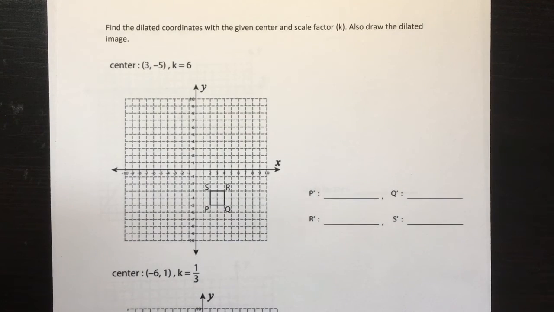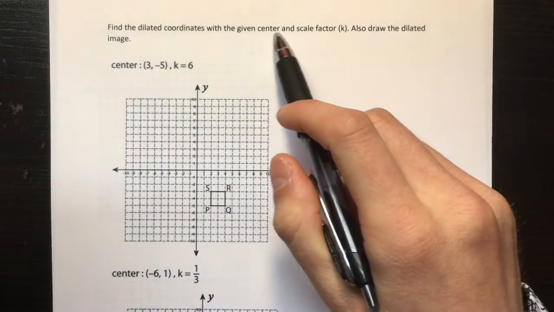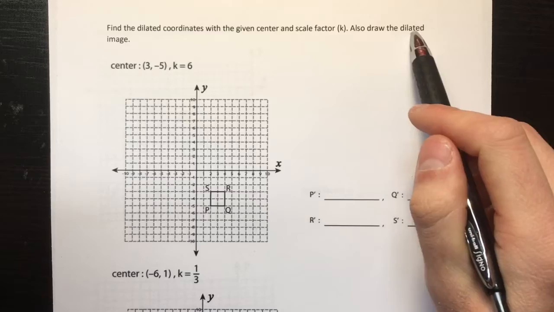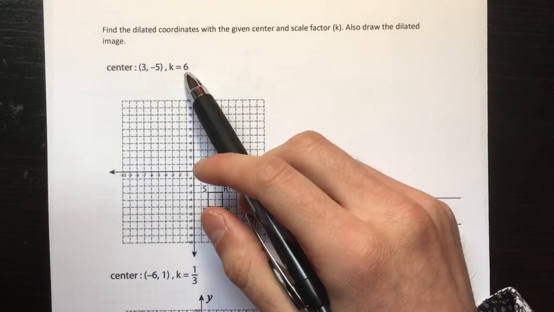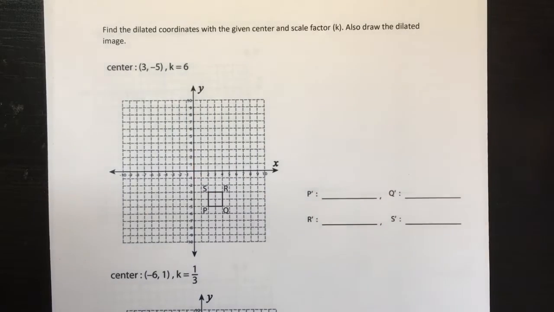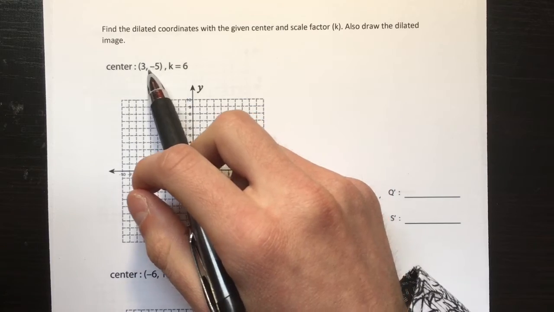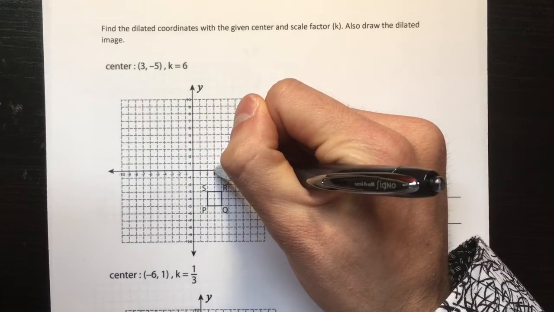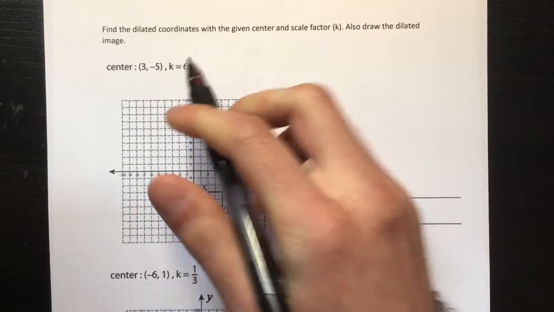Now we're going to look at this next example. Find the dilated coordinates with the given center and scale factor k. Also draw the dilated image. So our center is at 3, -5, and our scale factor is 6. So pause the video, try it out on your own, see if you can get it yourself, and if not, I'm going to also go over it. So again, it's helpful to start with our center of 3, -5. So 3, -5, we're going to identify that. And our scale factor is 6.